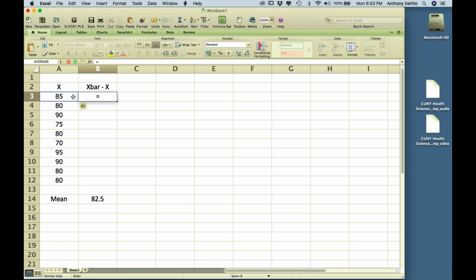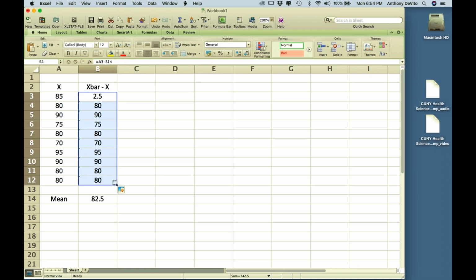Equals. So this cell here is going to be equal to 85 minus 82.5, and it comes out to 2.5. Makes sense. Then instead of doing that one by one, I want to copy this function down. I'm going to drag it down, and what happened here? Something went wrong here, didn't it?